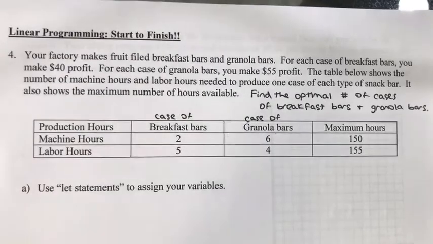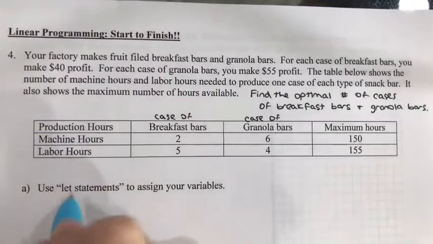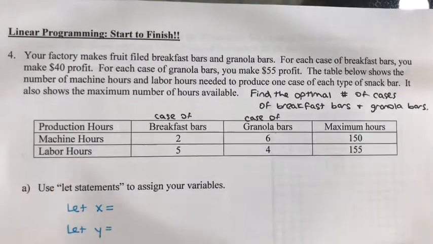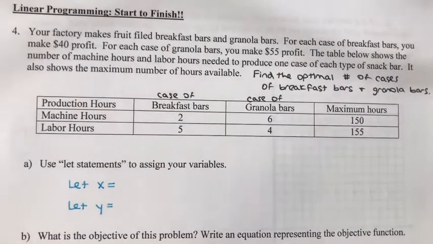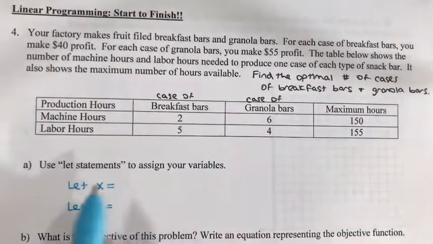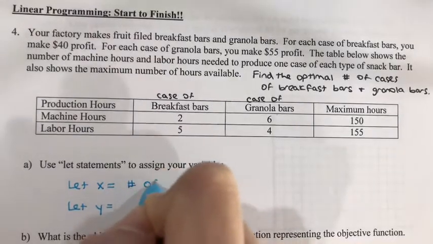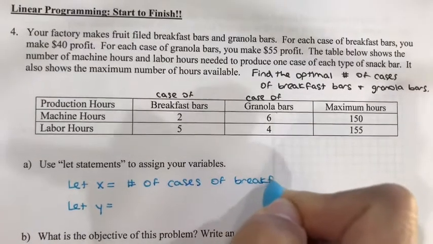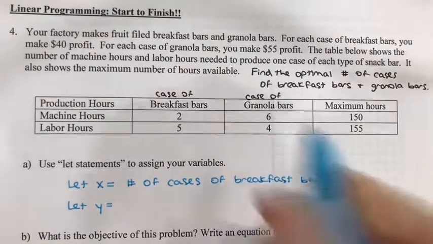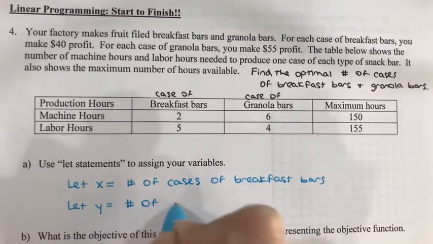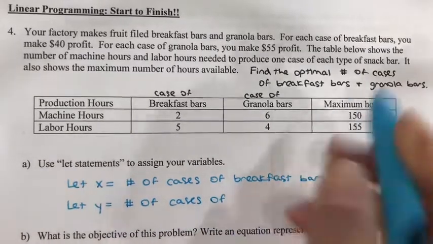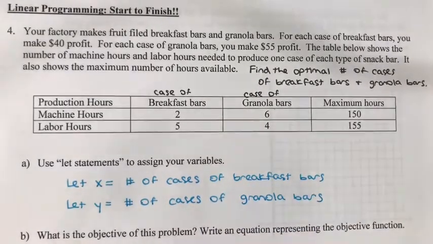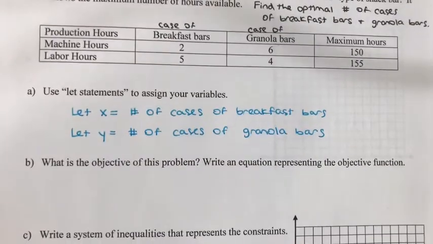Now we're going to start by talking about our let statements. So remember that let statements mean let x equal and let y equal. So your variables are always going to be the thing that you're producing. So let x equal the number of cases of breakfast bars and let y equal the number of cases of granola bars. Okay, pretty straightforward. And now we can move on to our objective.